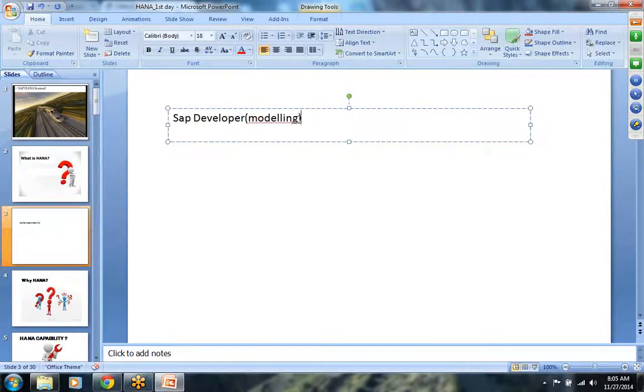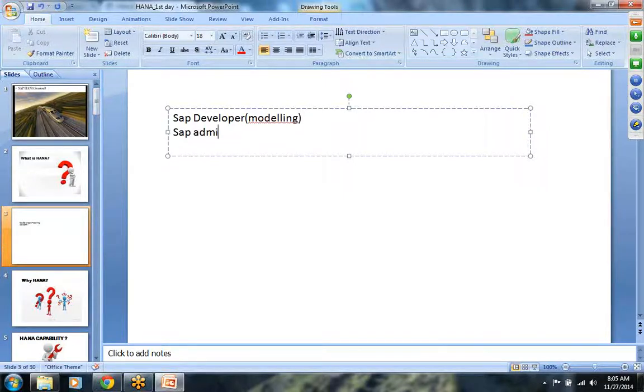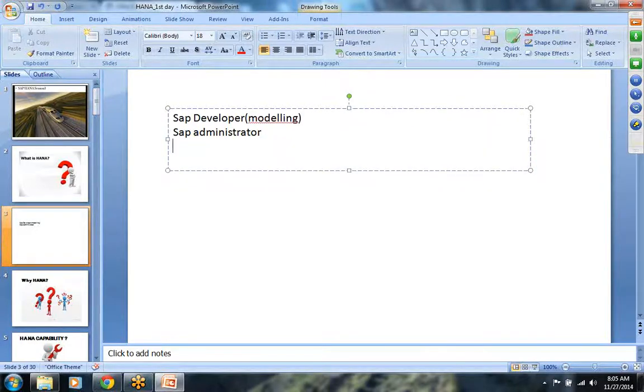And the next role will be SAP administrator. Here the people who are working in basis and networking will be suited for this SAP administrator role. Next comes SAP application developer. Here all our JSP and .NET people can work as application developers. So there are majorly three roles in SAP HANA. But where exactly this course is targeting is SAP developer, that is the modeling part.